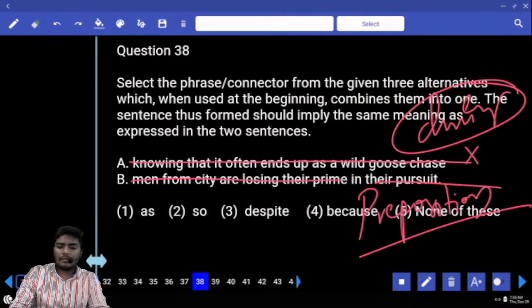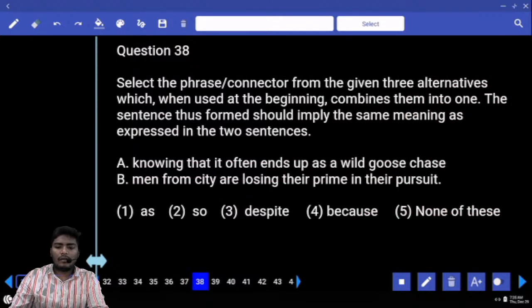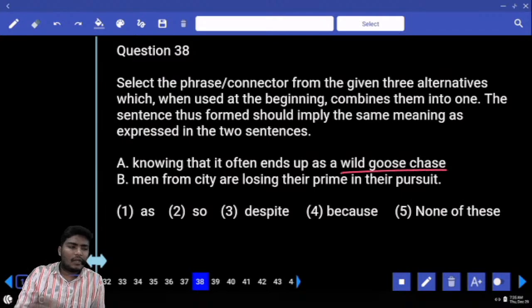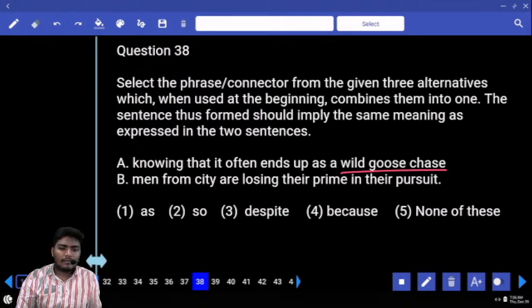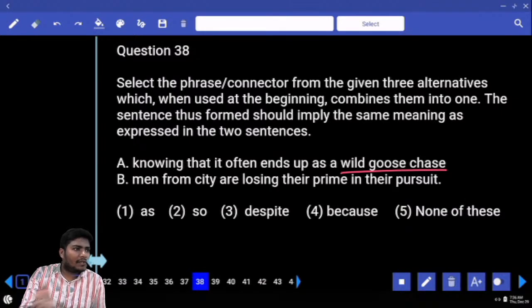Next, 38. Connect the sentences using the connectors given. Knowing that it often ends up as a wild goose chase. You know this one, right? Wild goose chase, what do you mean? Idiom. You did not attend the idioms class. Yes, that's what it is. If at all wild goose chase is asked as word usage, then what will you write? Wild goose chase, anything that is an unsuccessful chase, unsuccessful search.